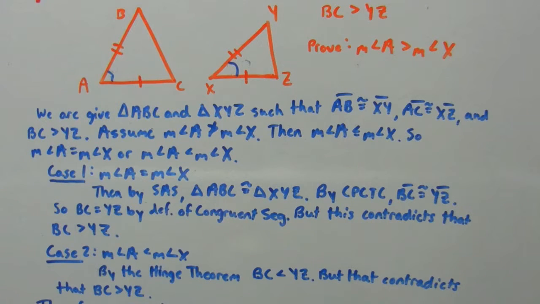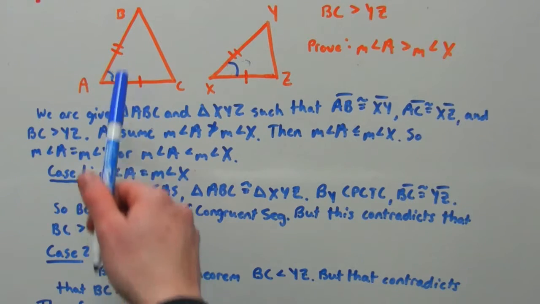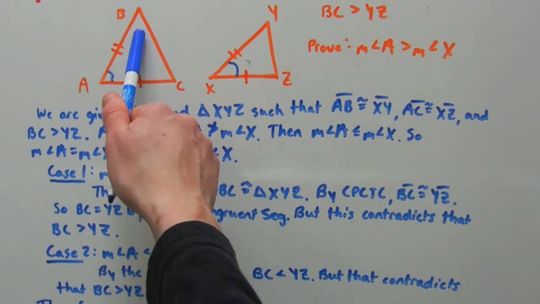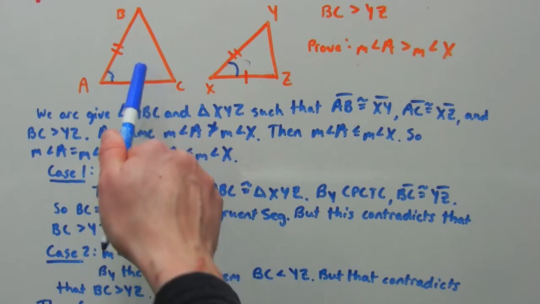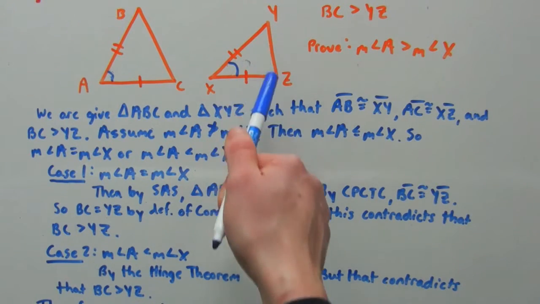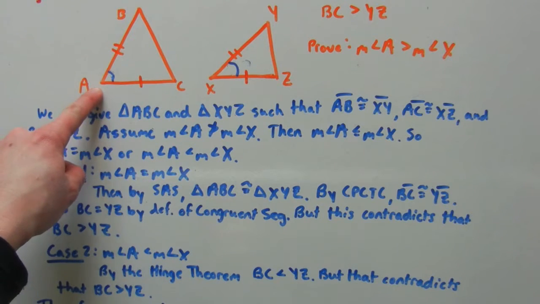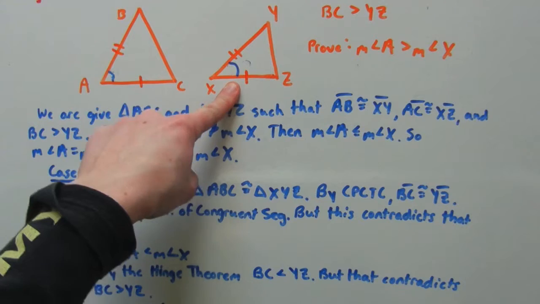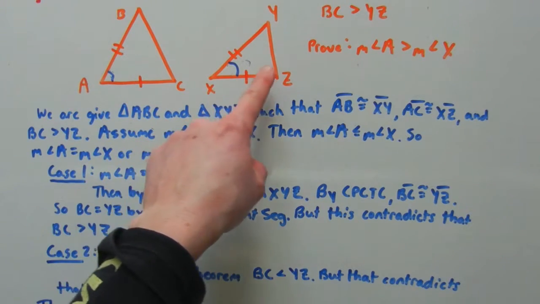The Side-Side-Side Inequality Theorem. If two sides of a triangle are congruent to two sides of another triangle, and the third side of the first triangle is greater than the third side of the second triangle, then the angle between the congruent sides in the first triangle is greater than the angle between the congruent sides in the second triangle.